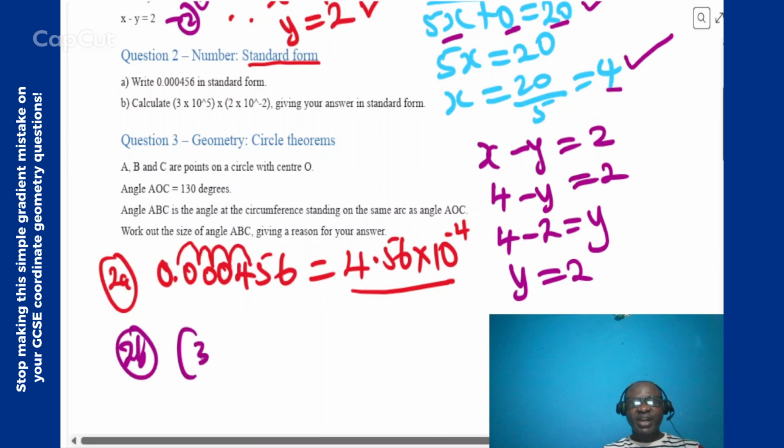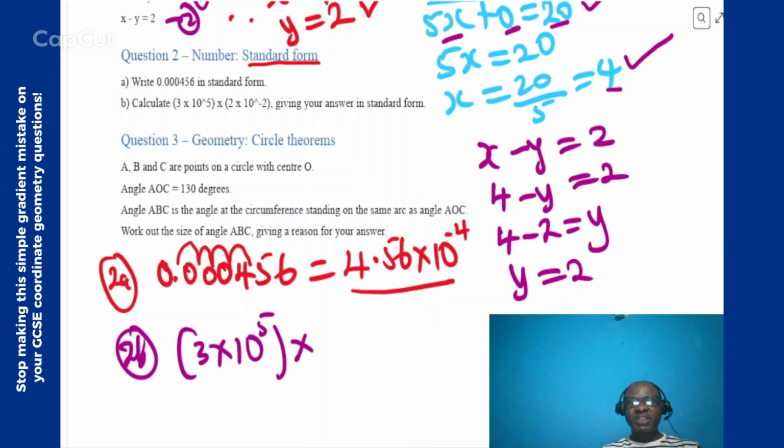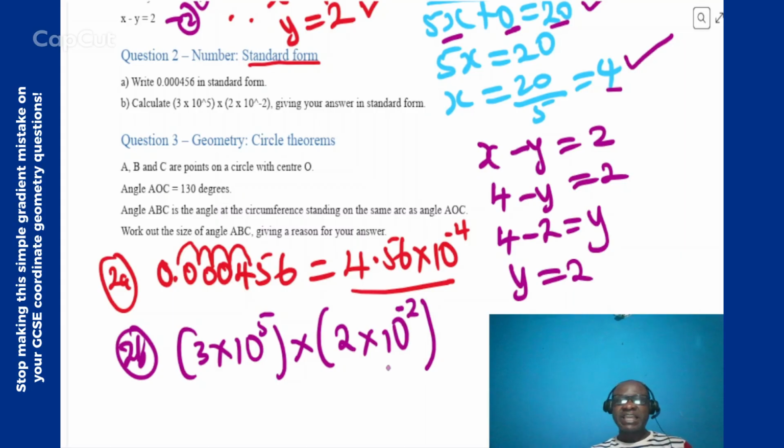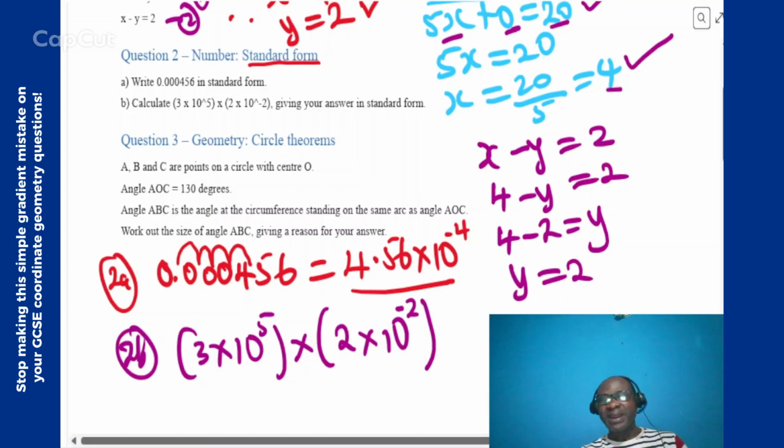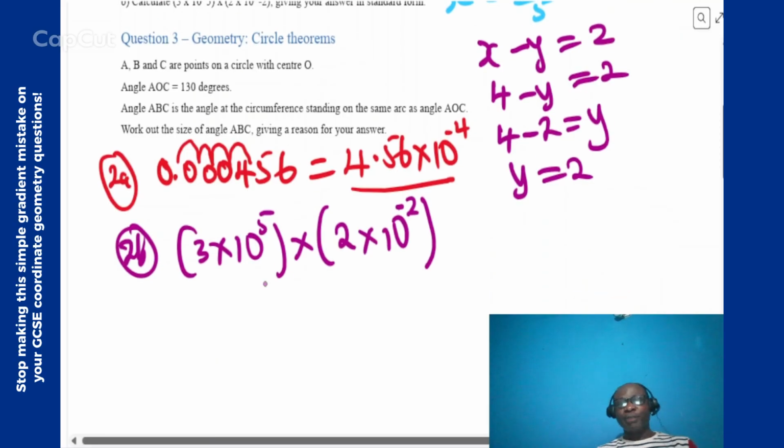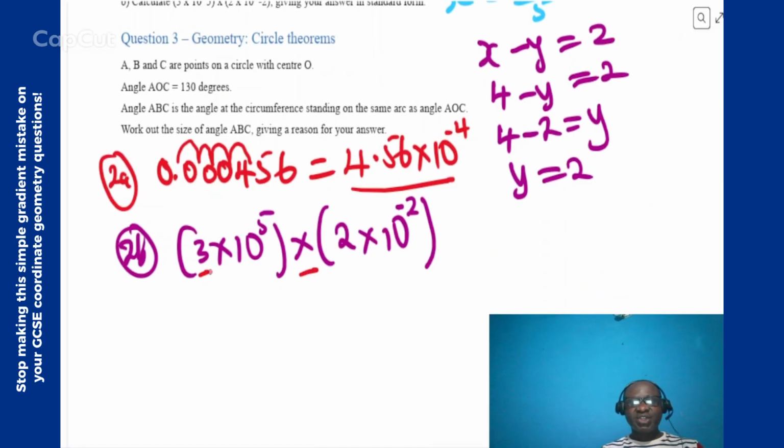First one is 3 multiplied by 10 raised to power 5, multiplied by the second one, 2 multiplied by 10 raised to power -2. The question says, giving your answer in standard form, how do we do this whenever it is given? Because of the multiplication in the middle, that means 3 multiplied by 2, put them in bracket. Then apply the law of indices.